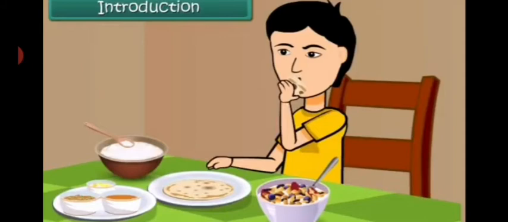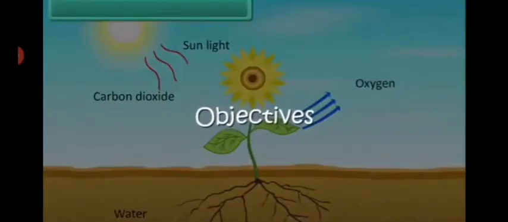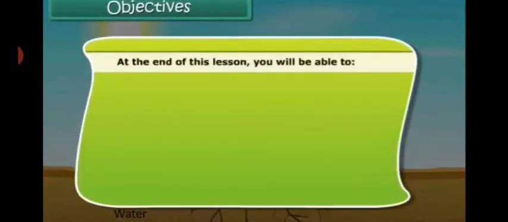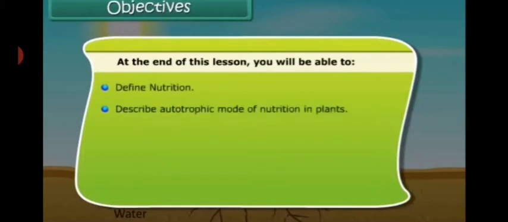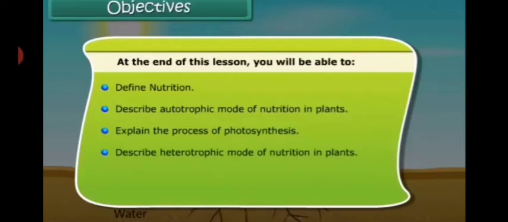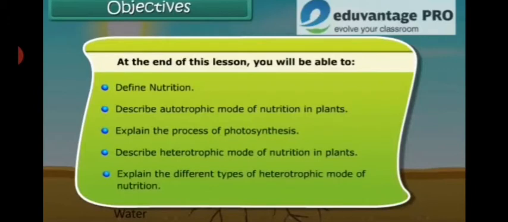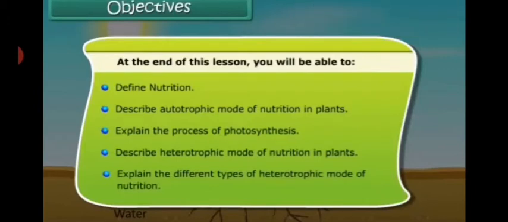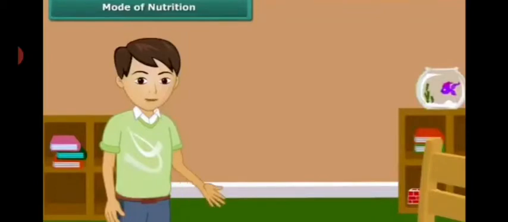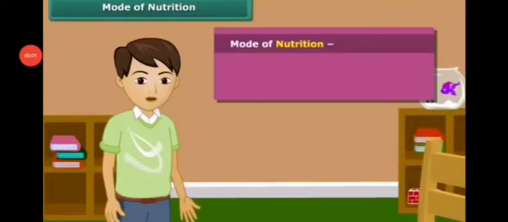First of all, I am giving the objectives. Objectives mean the things we are going to learn. Students, from this chapter, what are the things that you are going to learn? First, you will learn what nutrition is. Second, what autotrophic nutrition is. Third, the process of photosynthesis that happens in plants. Next, what heterotrophic nutrition is and the different types of heterotrophic nutrition that happen in plants.